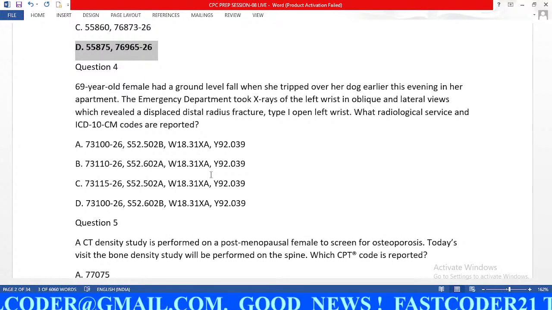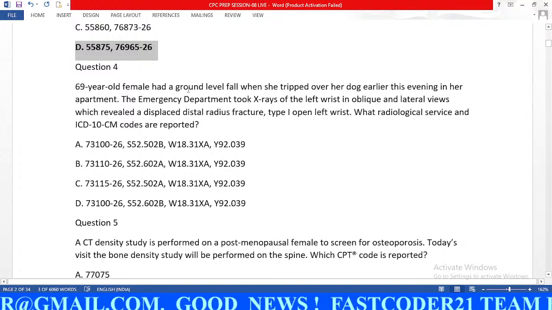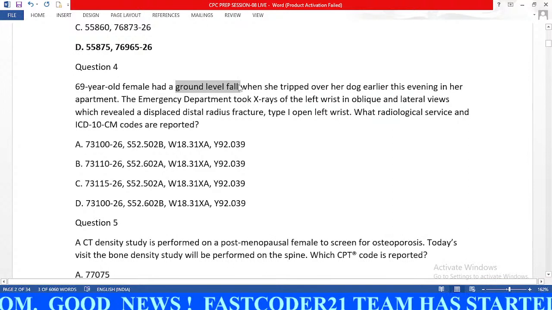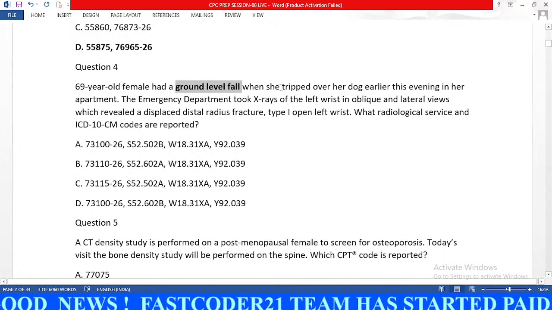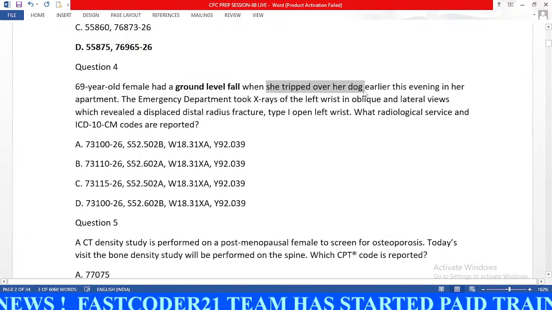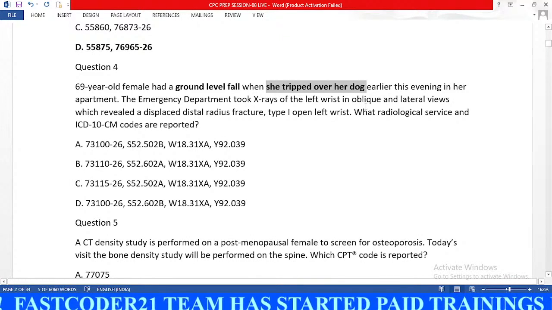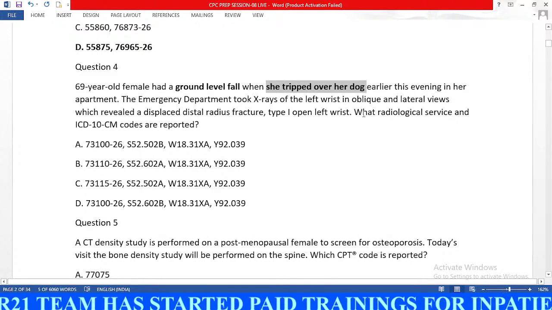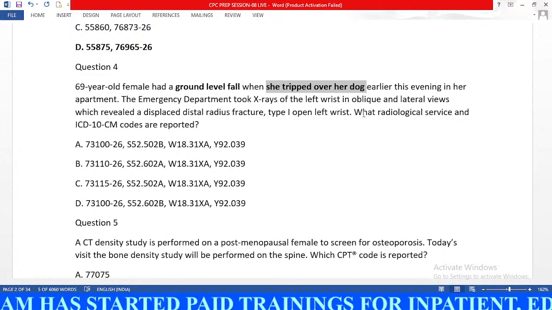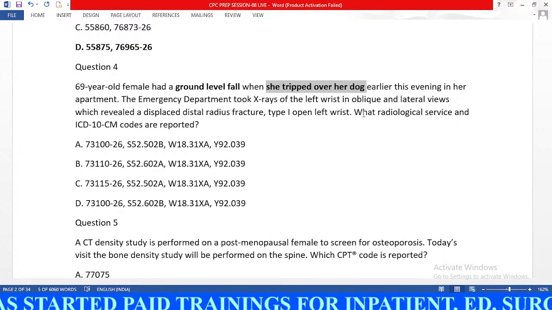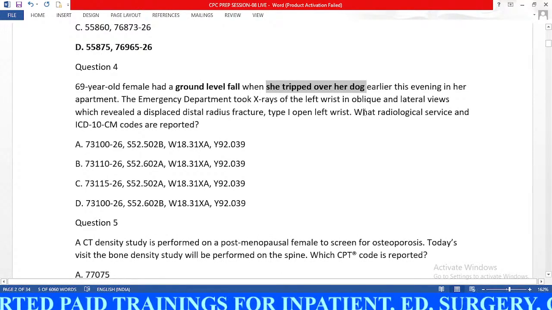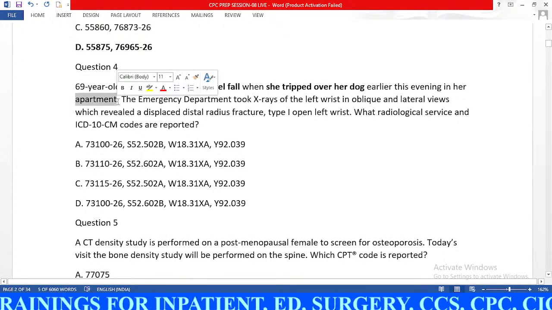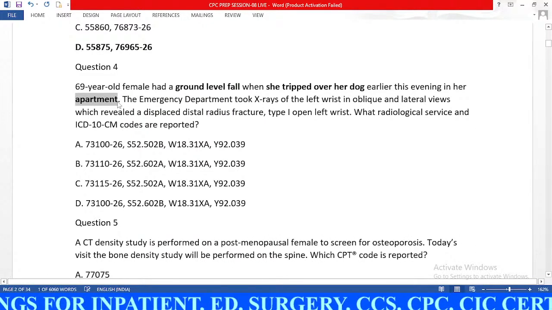So now it is 10:30, time is over. So basically here our keywords: ground level fall means fall on the same level. One more keyword, tripped over her dog. Anyway, these are not needed for code selection, but we need to find the keywords. Yeah, we can discuss that after this. So earlier this evening in her apartment. So apartment, it will come under private residence.